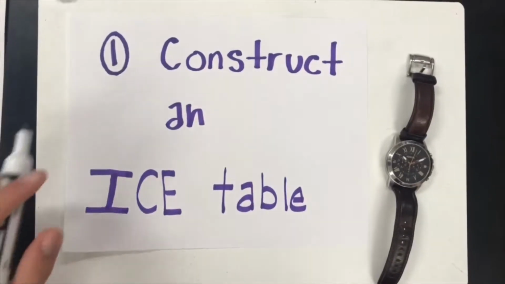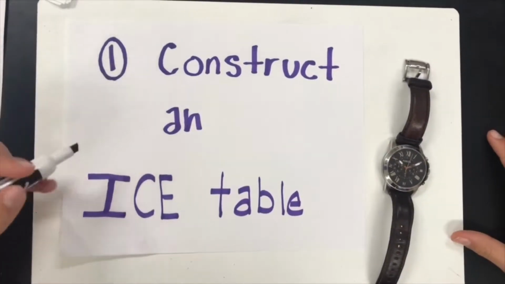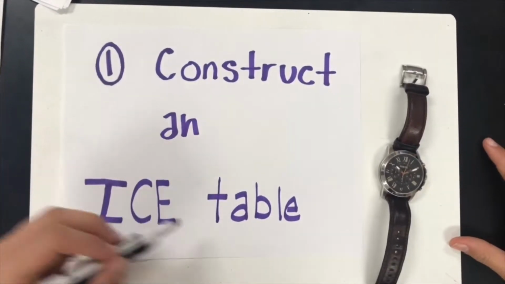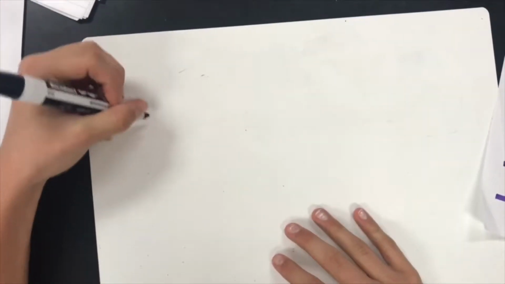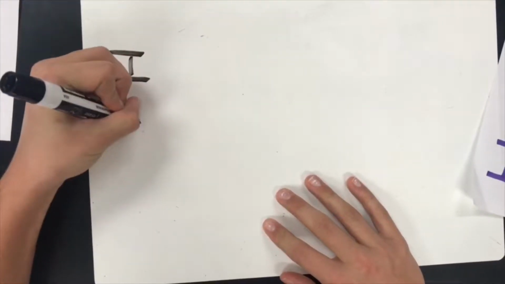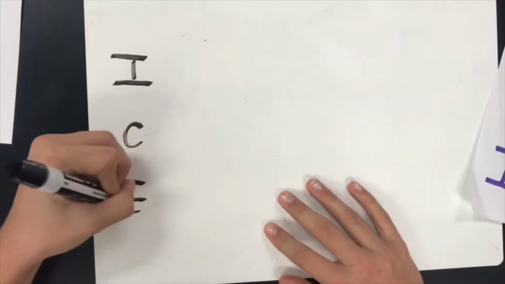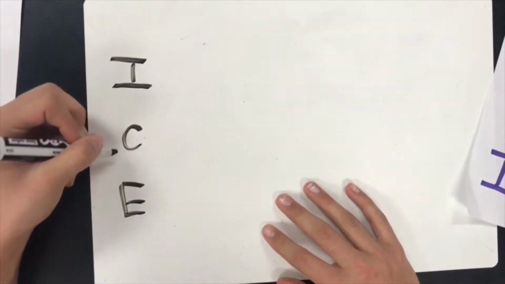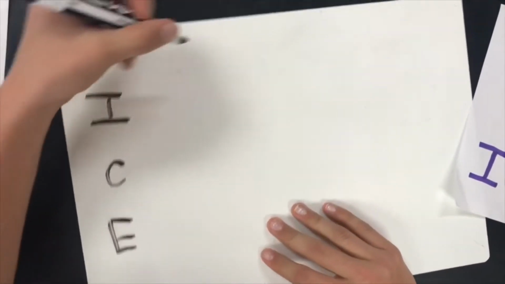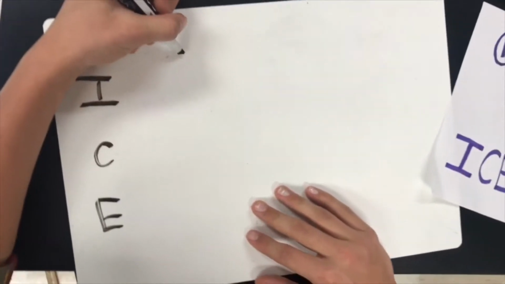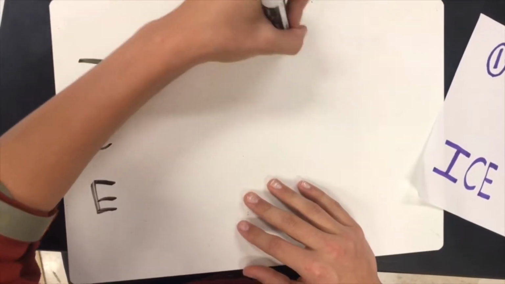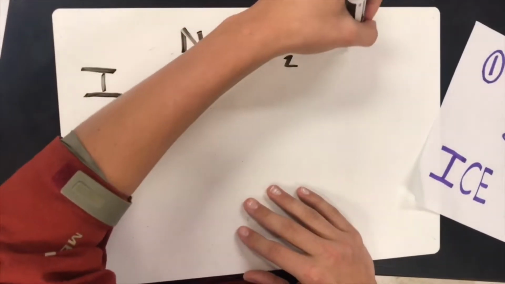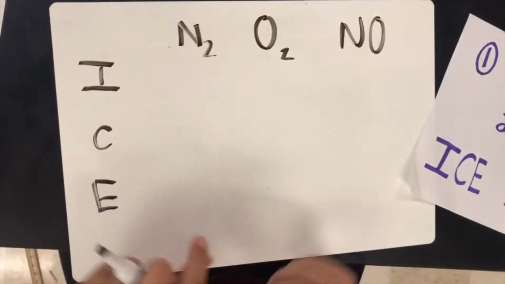Alright, here. So for our first step for doing the equilibrium with the ice tables, first you have to construct an ICE table. For an ICE table you put I, C, E. This stands for initial, change, equilibrium. Then you put the products and reactants up top. So we have N2, that's nitrogen, O2, oxygen, and then we're going to have NO, some gas here.